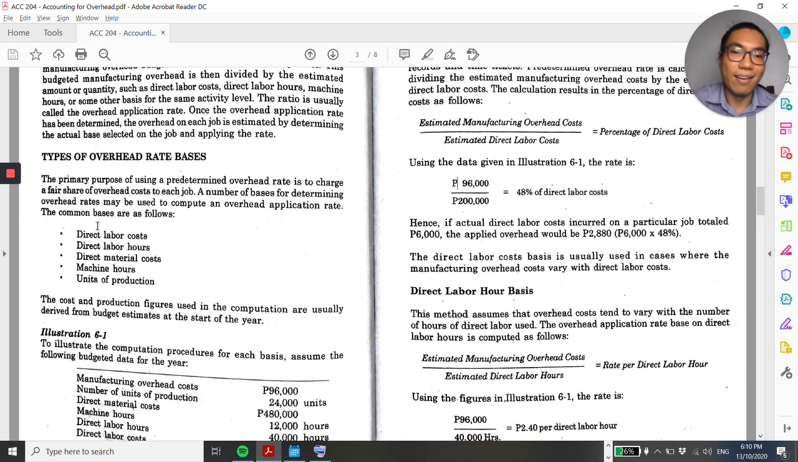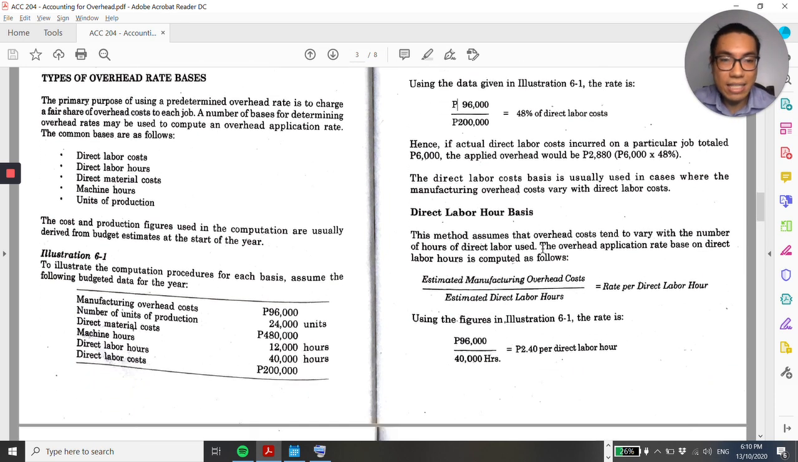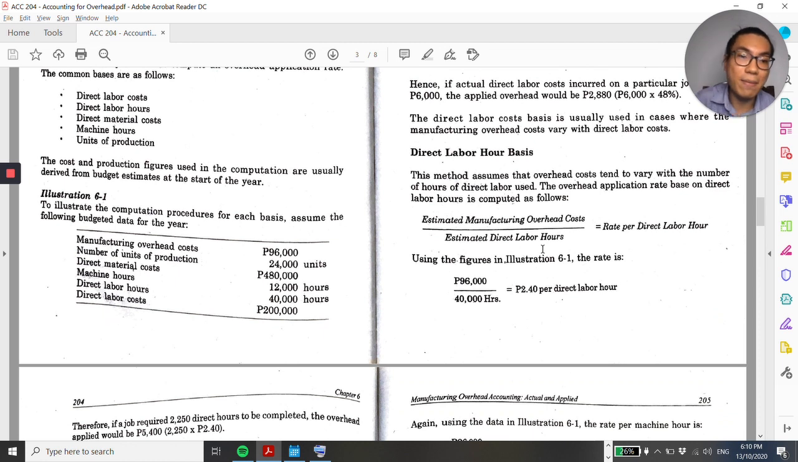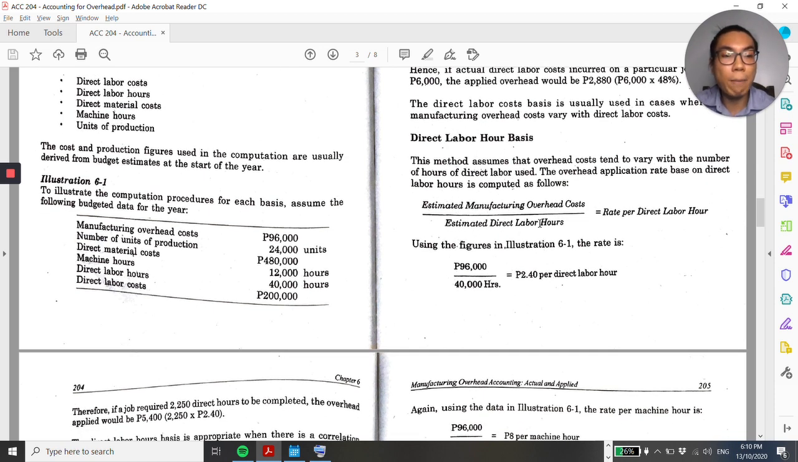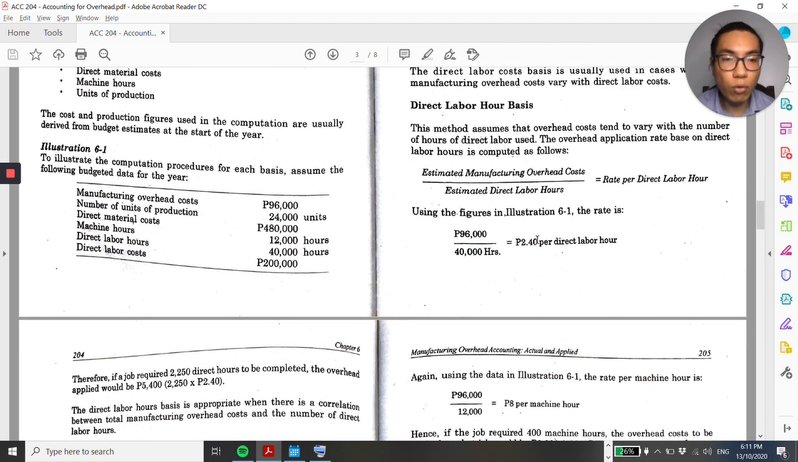Okay. And the next basis naman, if direct labor hour basis naman siya. Kung direct labor hour basis siya, yung magiging denominator natin would be the direct labor hours. And yung mako-compute natin na rate would be per direct labor hour. So, still 96,000 yung numerator natin, which is the total manufacturing overhead costs. And yung direct labor hours natin based on the illustration natin is 40,000 hours. That's why we came up with 2.4 pesos per direct labor hour.